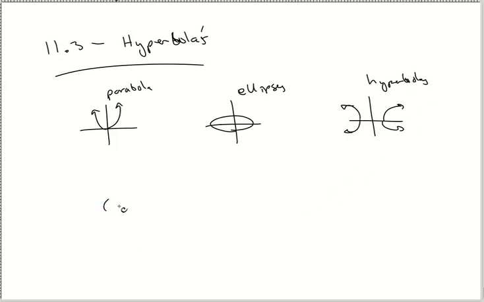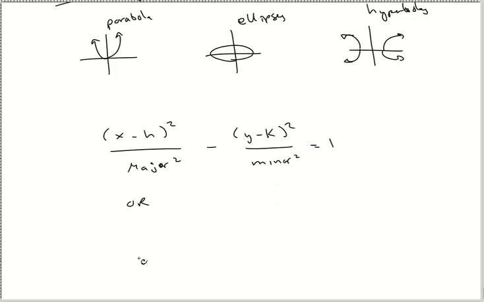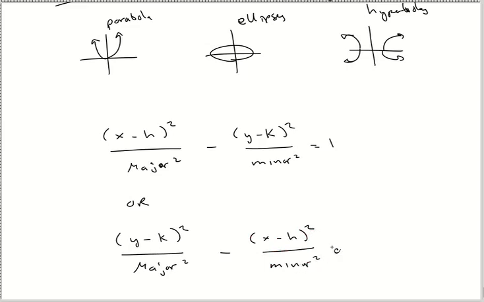Let me give you the formulas. (x minus h) all squared over the major squared, and I want major with a capital, minus (y minus k) squared over the minor squared equals 1. Or, just like last time, (y minus k) squared all over the major squared, then minus (x minus h) squared over the minor squared.